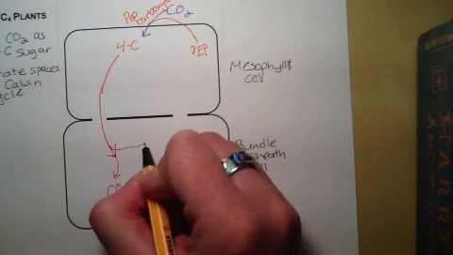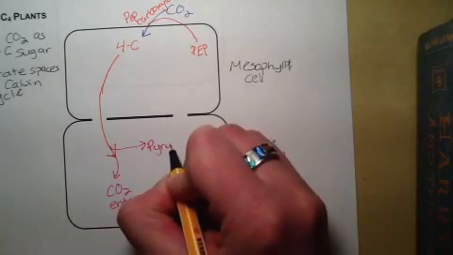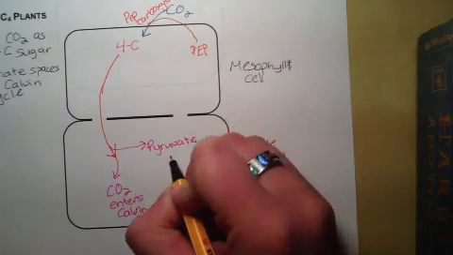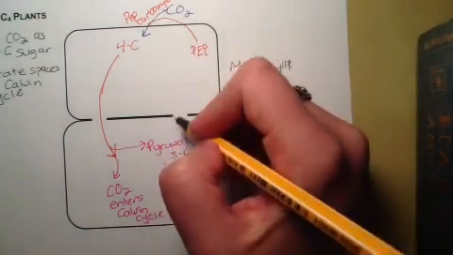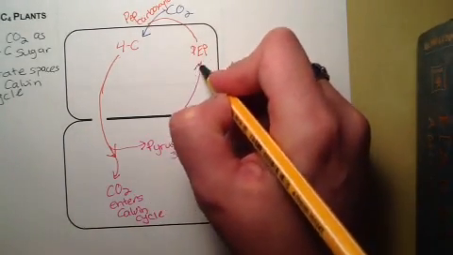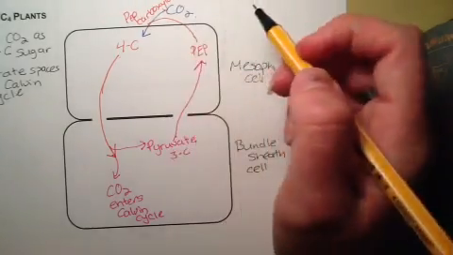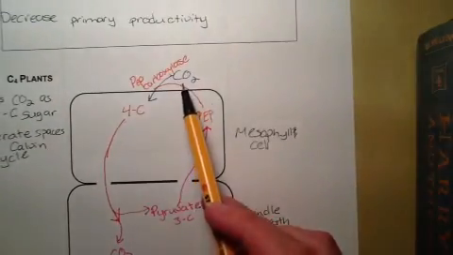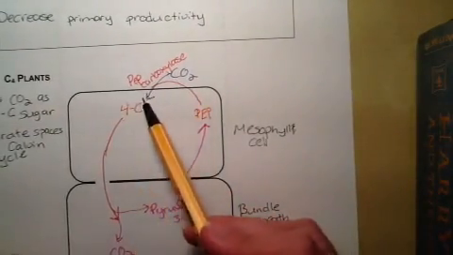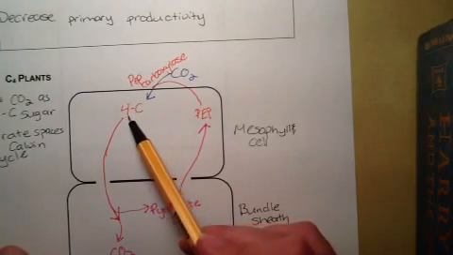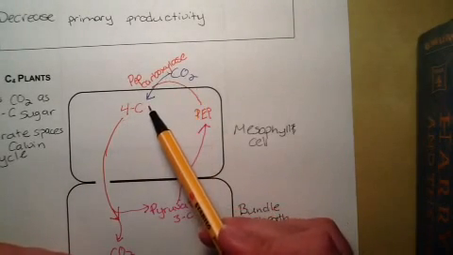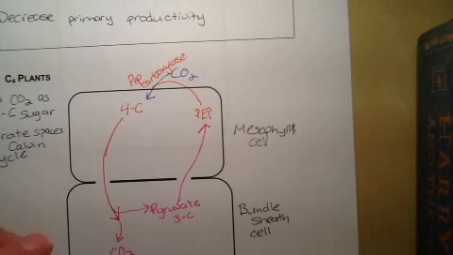And it also turns into a molecule called pyruvate, which is a 3-carbon molecule. And then that pyruvate gets turned back into PEP in the mesophyll cell, and then it can combine with another carbon dioxide. The reason they do this is that you're going to build up a bunch of these 4-carbon molecules, so more carbon dioxide can come in when the stomata are open.